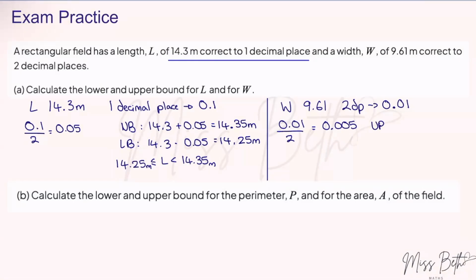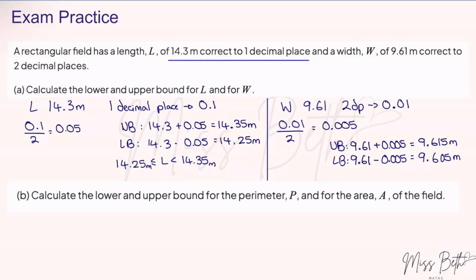So for the upper bound, we would have 9.61 plus 0.005. Let me just move that so I've got a bit more space. That's going to be equal to 9.615 meters. And then for our lower bound, we want to do 9.61 subtract 0.005, which is equal to 9.605.